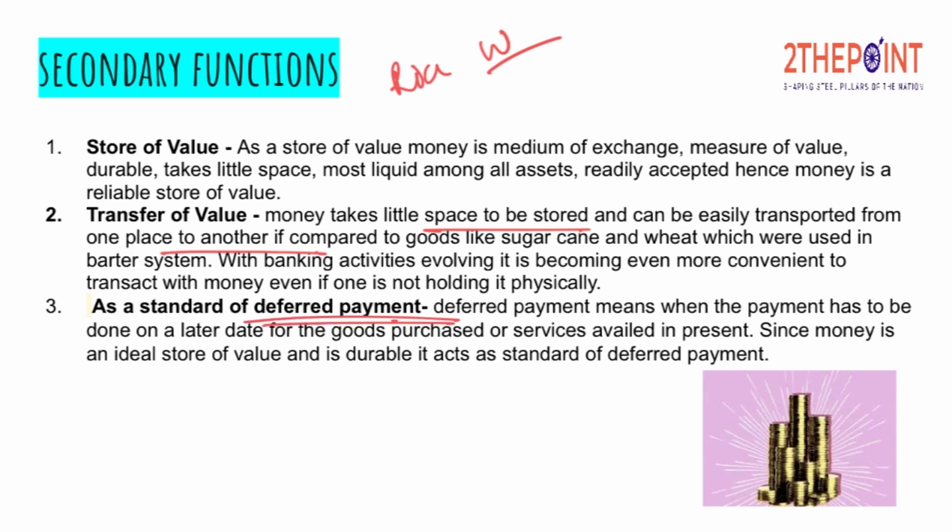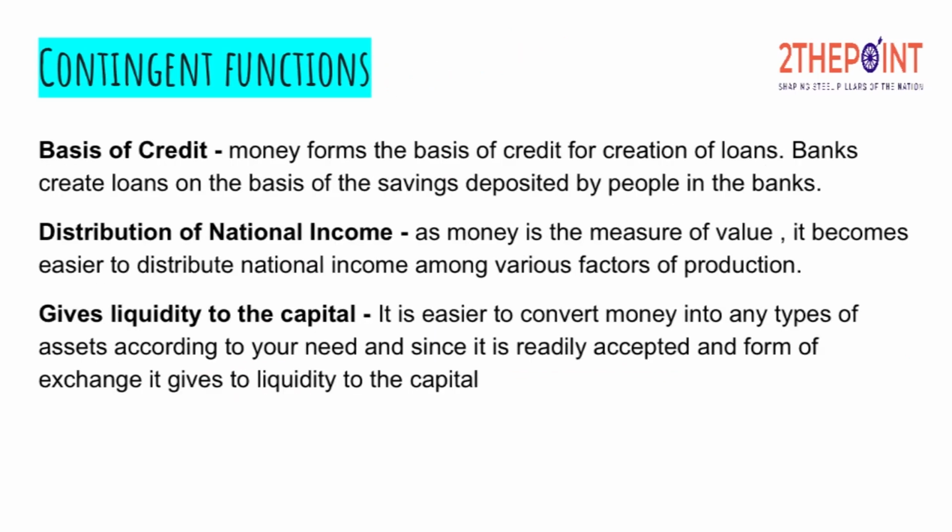The last one in the secondary functions is that it acts as a standard of deferred payments. Many a time we buy goods on installments, wherein we give some token money as a down payment, and the rest we defer to the future. Had money not been in the picture, this would not have been possible. All this is possible because money is an ideal store of value and is durable, and it acts as a standard of deferred payment. I hope the secondary functions are clear.